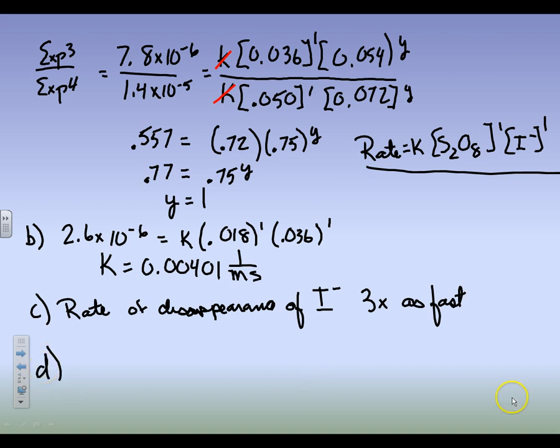Letter D, almost done. What is the rate of disappearance of iodine when the other stuff has some concentrations? Alrighty, let's plug in to an experiment. What do we know? Here we're going to be solving for the rate using our rate law. We don't know the rate. We do know a value for k. We just figured that out, 0.00401. And this problem gave us some concentrations, so I'm going to use those with the appropriate exponents. They're all to the first, so that should be good.